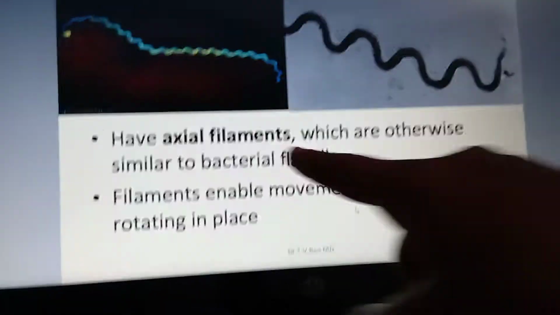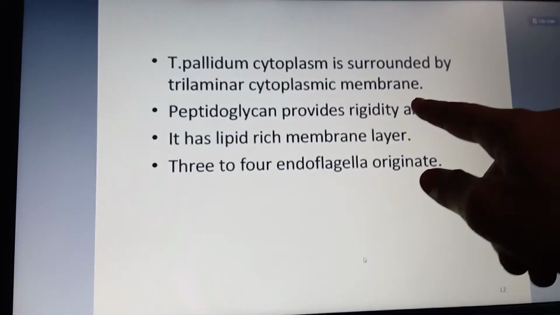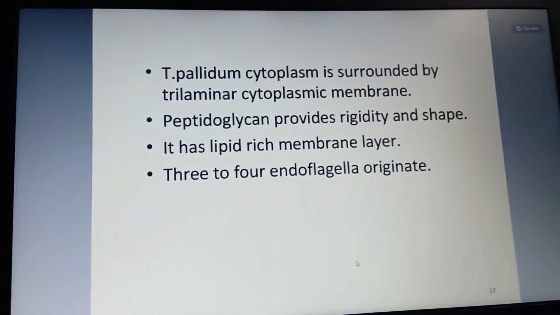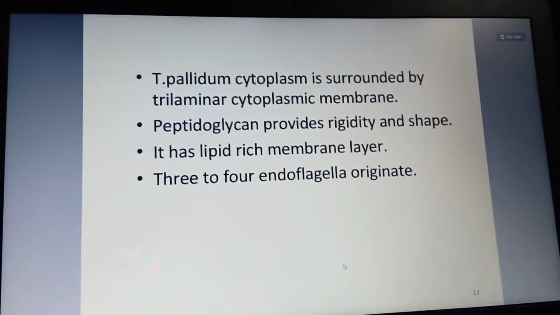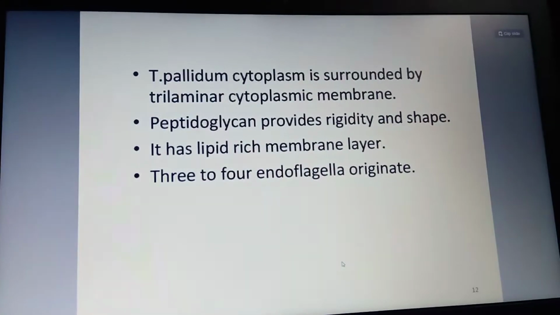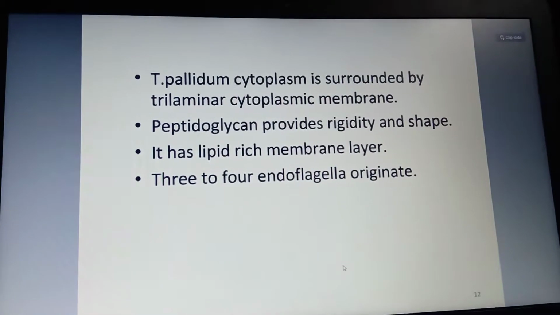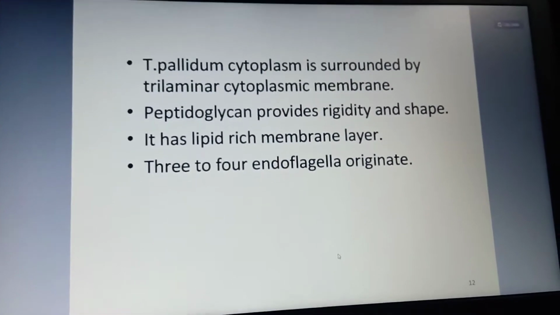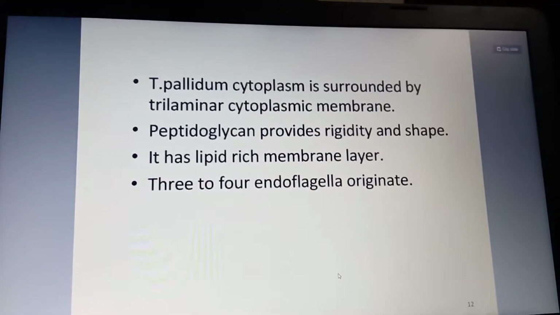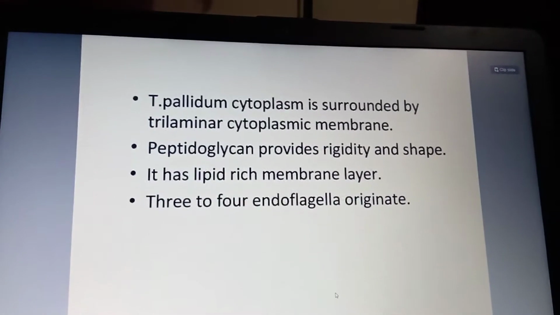Okay, so it has an axial filament and can easily move, and it also has a cytoplasmic membrane and the peptidoglycan. Due to this peptidoglycan, it is very rigid and has a shape of the structure, and it has a lipid rich membrane layer. This structure has the lipid, so it can easily spread over the area of the structure. And 4 endoflagella originate. How many? 4 endoflagella. That is the morphology of Treponema pallidum.